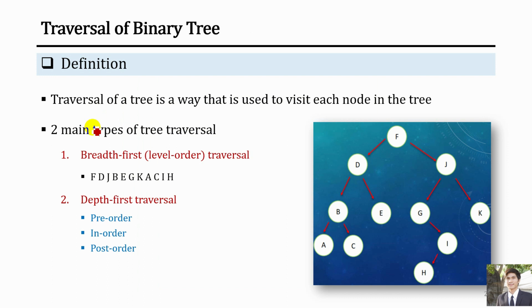Traversal here is a way that we use to visit each node in the tree. When we visit, we can access information, we can display it, we can pick up the number or our data and use it in our calculation. There are two types. The first one we call breadth first search, and the second one we call depth first search. They are divided into three: pre-order, in-order, and post-order.